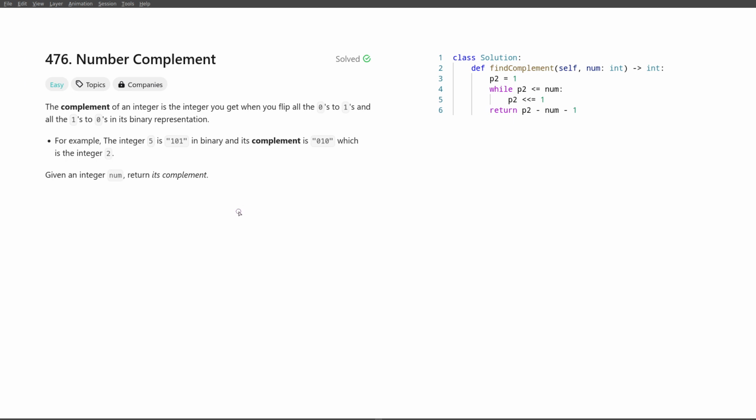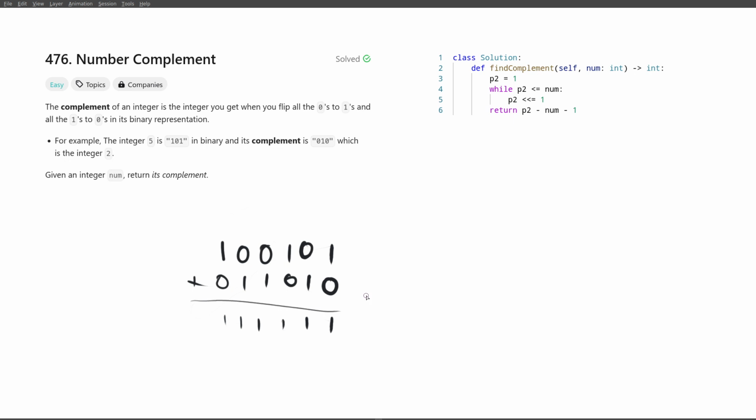That's because if we have a number and we disregard its leading zeros, so it starts with a 1, let's say something like this. If we want to flip all its bits, we get something like this. And what can we say about this? Well, one thing that we can easily notice is that when we add them together, we get all ones. So one easy way of getting this number would be to start with this number and subtract this original number.